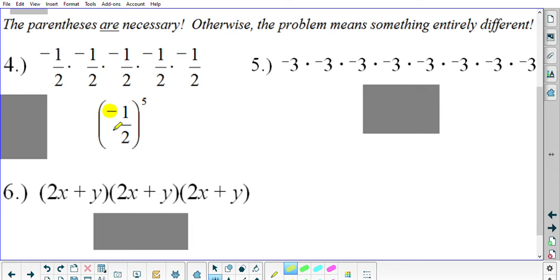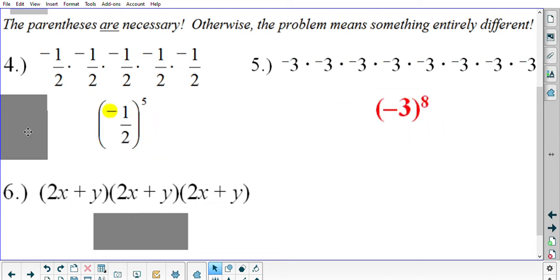Technically, you could put it on the denominator, but that's not as normal, so normally I would not recommend that. But you do have some options as to where you put the negative, but it must be in the parentheses with the 1/2. Problem number 5. We have 8 of these negative 3's being multiplied by each other, so you must put negative 3 in parentheses and the power of 8 on the outside.